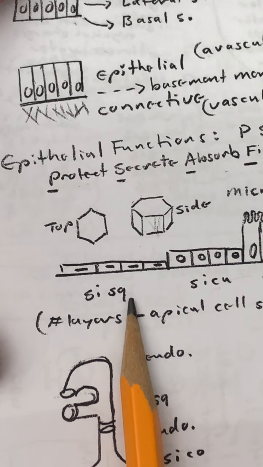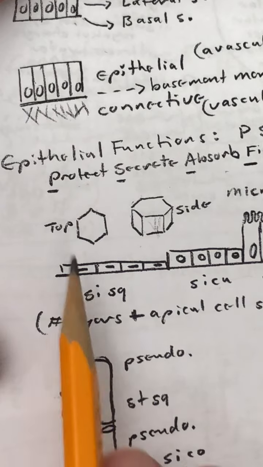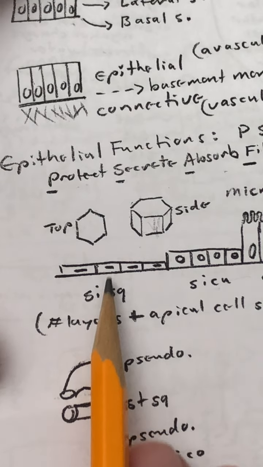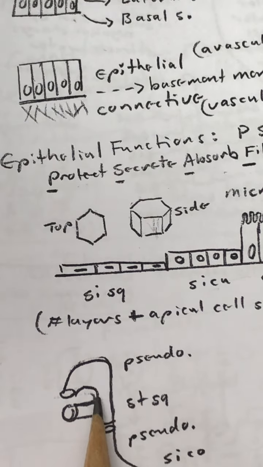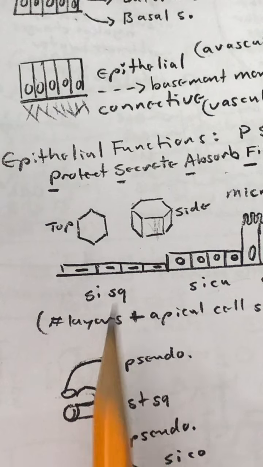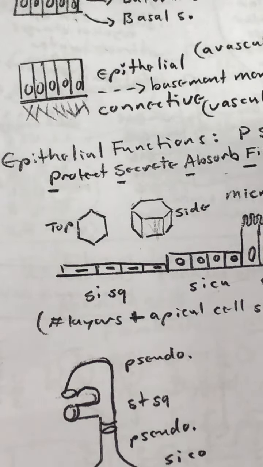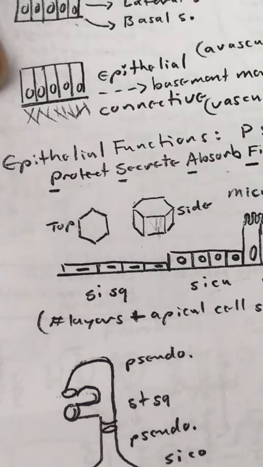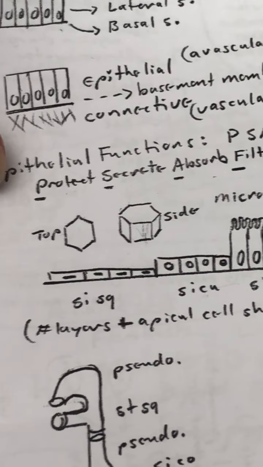There's simple squamous, a single layer of flattened cells. And you would find this someplace where you wanted materials to be exchanged across this fence right here. It is the thinnest possible barrier between two areas. So we'll see this, say, in capillaries and in the alveoli of the bronchial tree.